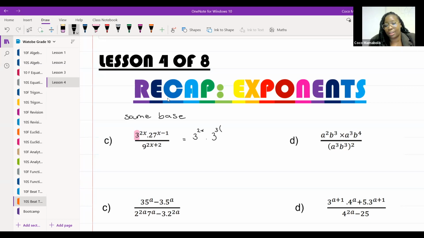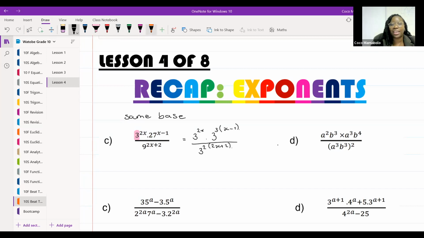Now remember that x minus 1 was already there. So we need to keep it there. All of this over. What about 9? What do we do about 9, guys? Good. 3 over 2. Beautiful. 3, now even I'm saying 3 over 2. 3 to the power of 2. Good. 3 to the power of 2. But all of that is still to the power of 2x plus 2.